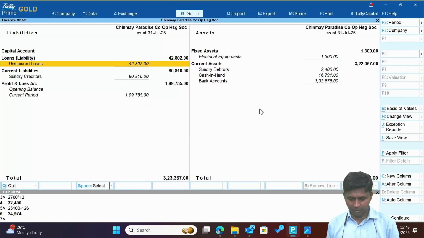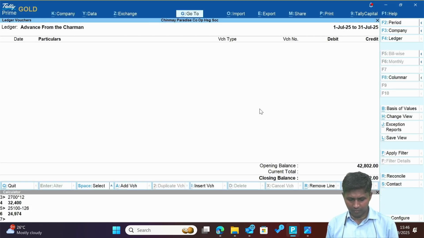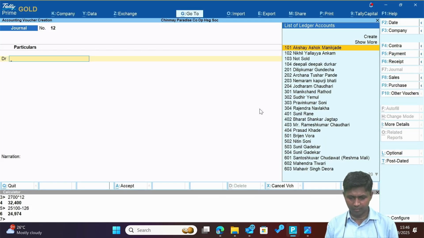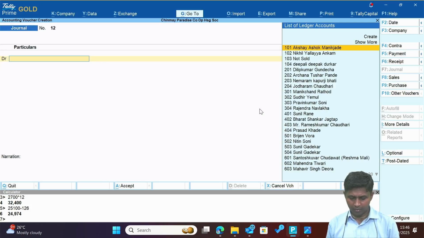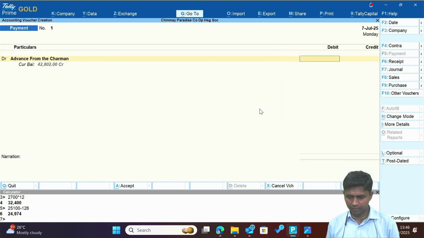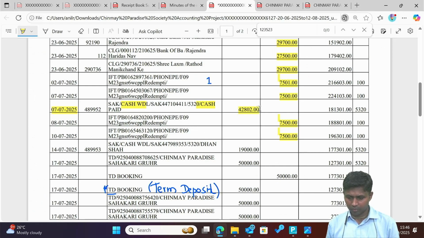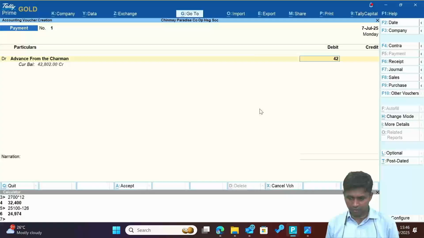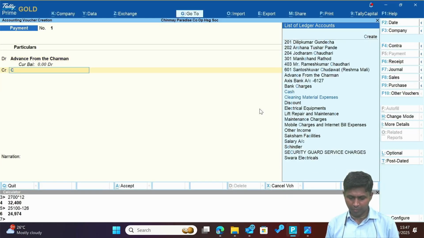In Tally, do one thing, just open that account, and in the transaction list press Alt A to add the entry. Give the date 7th July, and since we are paying, use the payment voucher type, and let's say advance to chairman, 42,802, and through bank we have paid.